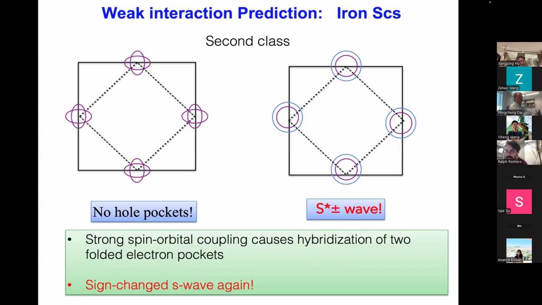What's your thought on the nickelates? Do you also believe it's spin fluctuation driven pairing? Yeah, I think nickelates will be no different from cuprates.